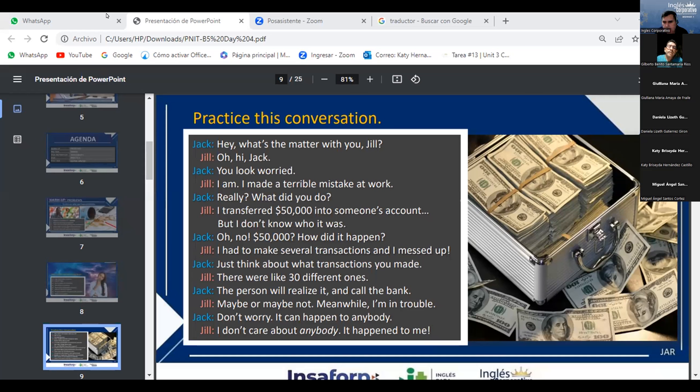Okay, so ¿quién me acompaña, compañero? Voy a ser Jack. Voy.